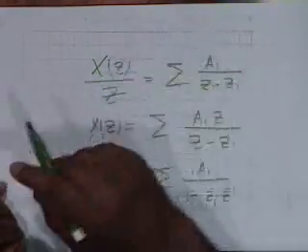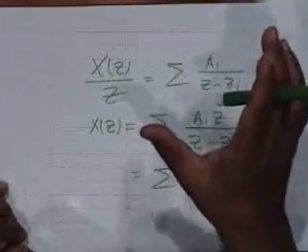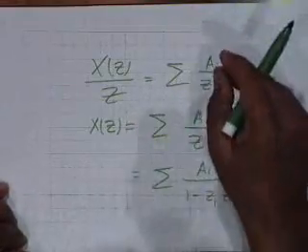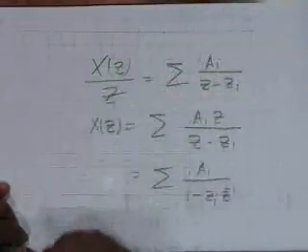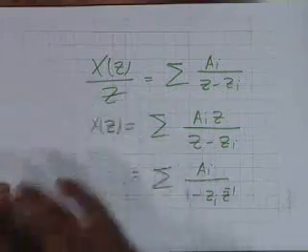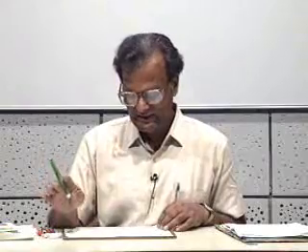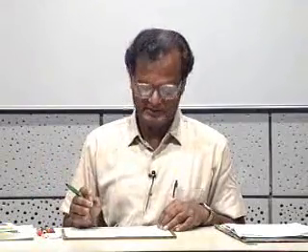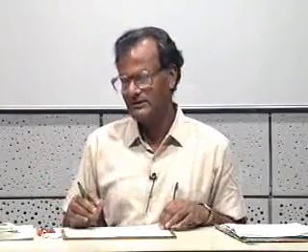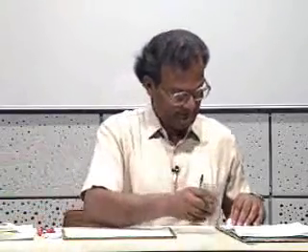So, if X of Z is given as a rational function in Z, then this is the trick that you do. First divide by Z, expand in partial fraction in the usual manner, Laplace transform manner, and then invert term by term. Then multiply by Z and invert term by term. Shall we take an example?